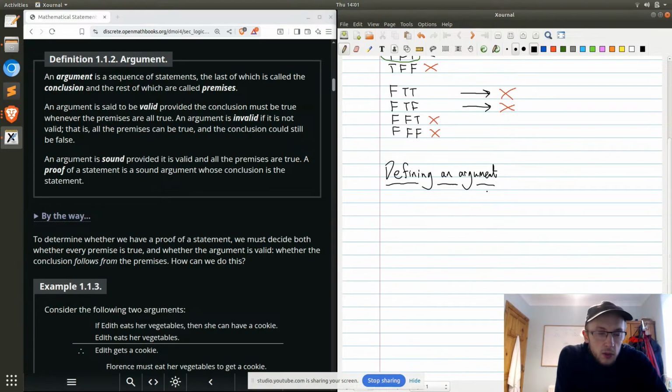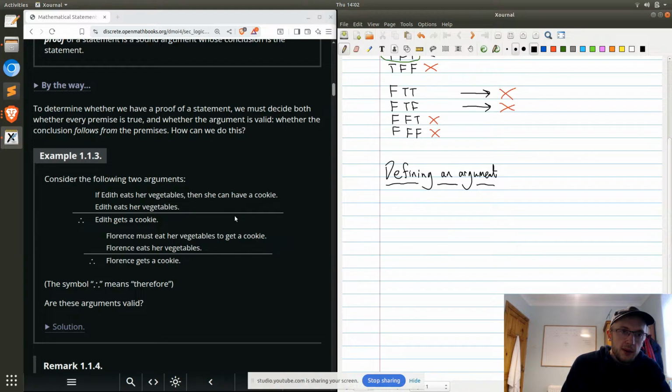And the special kind of argument is when it's sound and valid. And that would be a proof. That's called a proof of a statement that is a conclusion at the end. Okay, so I think I understand that now. So I'm just going to say validity versus soundness.